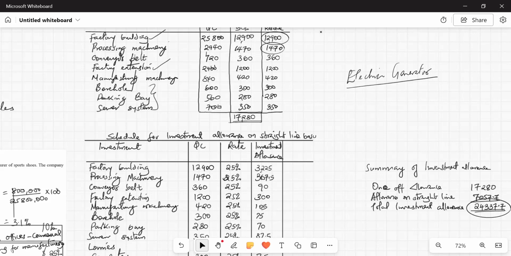For instance, building, we have provided for 50%, we get 12,900. Then again, we come to the schedule for investment allowance on straight line. We again allow for that 12,500 at 25%. Isn't it double?